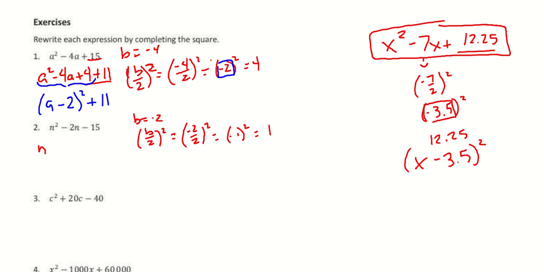Okay, so n squared minus 2n plus 1. Now I still want it to equal negative 15, so I'm going to have to put a negative 16 down, so this becomes negative 15 if I combine them together. And now I'm going to write my factored form here. So this is n minus 1 squared minus 16.